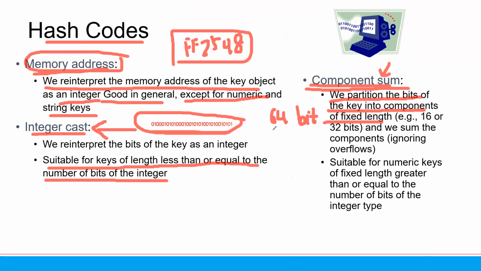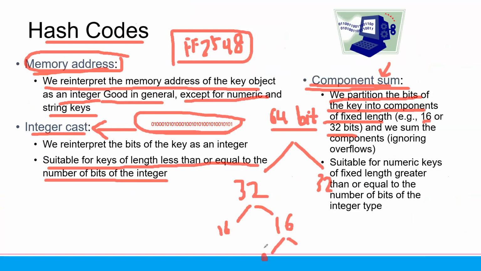If we have 64-bit, we can split it into 32 and 32. And then we can split again into 16 and 16, and we can split again into 8 and 8. And after we calculate the smaller integers, we can sum the components. So it's like a binary tree.